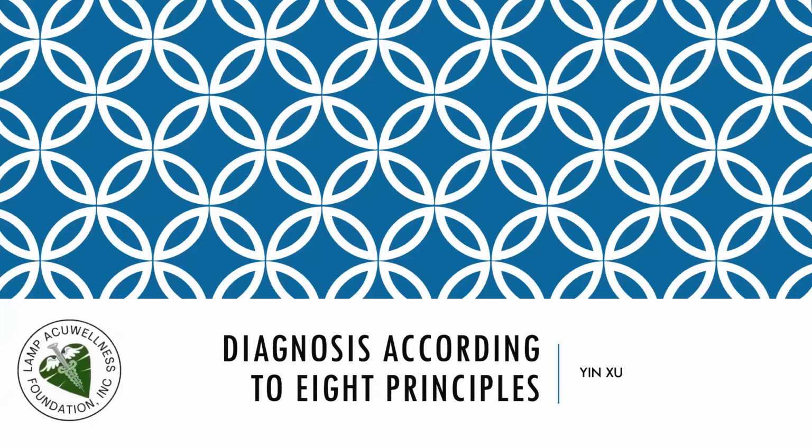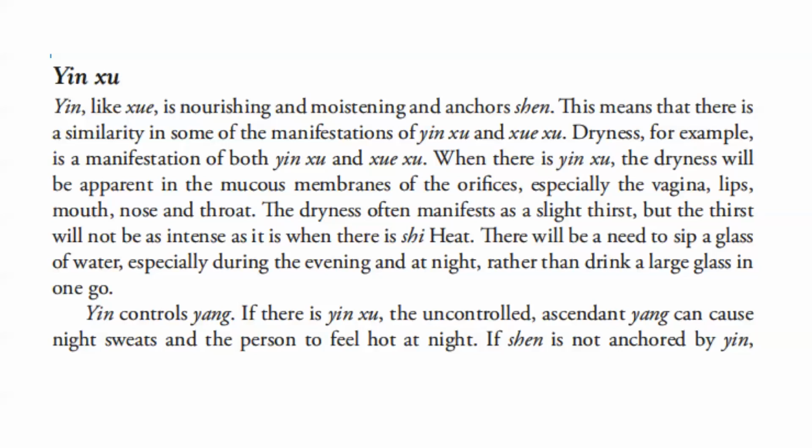Let's now discuss yin deficiency as we continue with diagnosis according to 8 principles. Yin, like blood, is nourishing and moistening and anchors shen. This means that there is a similarity in some of the manifestations of yin deficiency and blood deficiency. Dryness, for example, is a manifestation of both yin deficiency and blood deficiency.